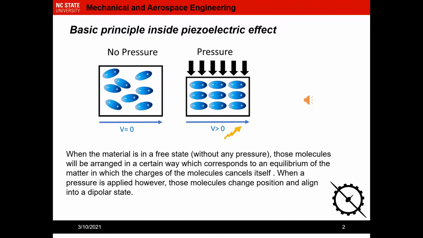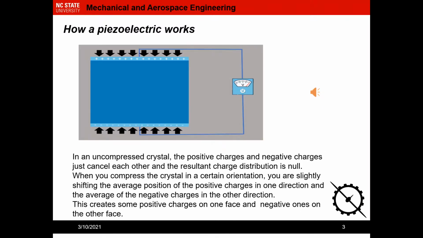When the material is in a free state, these molecules will be arranged in a certain way, which corresponds to an equilibrium of the matter in which the charge of the molecules cancels itself. When a pressure is applied, however, these molecules change positions and align into a dipole state. In an uncompressed crystal, the positive charges and the negative ones just cancel each other out. The charge distribution is none.